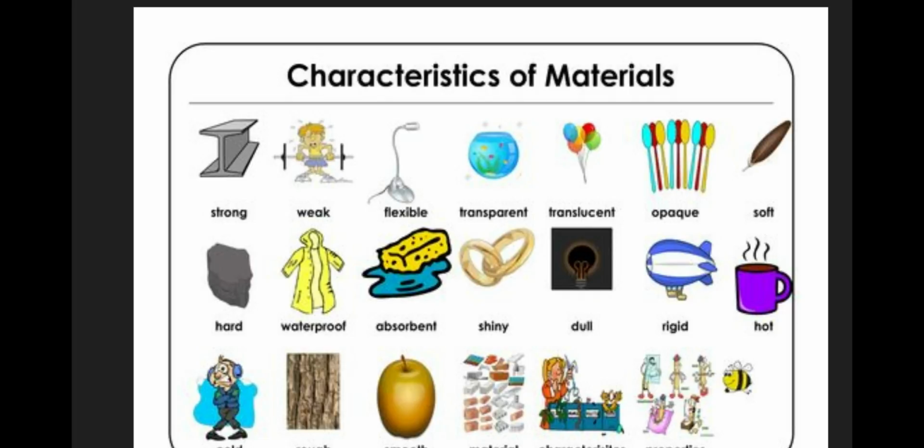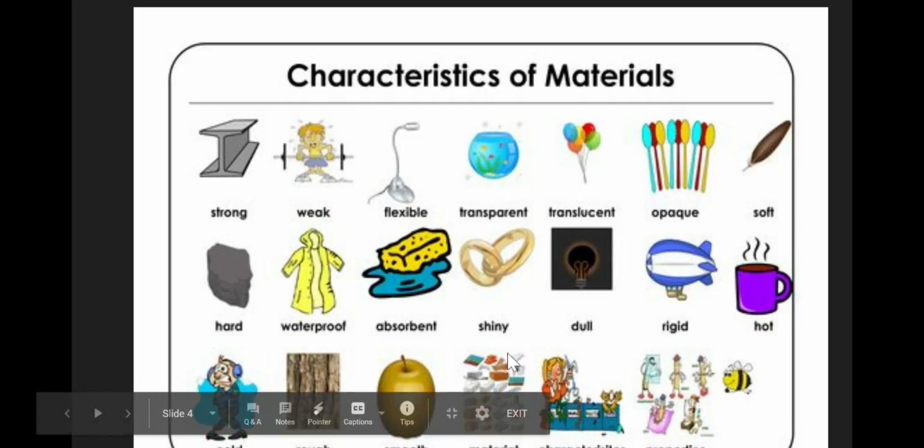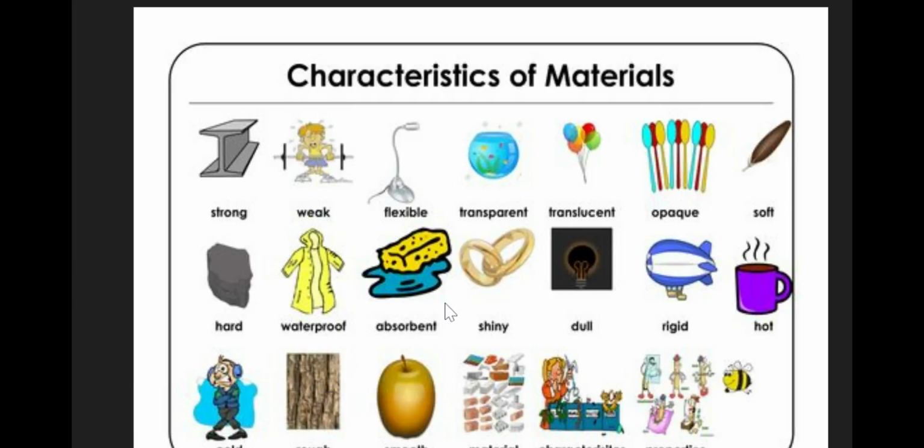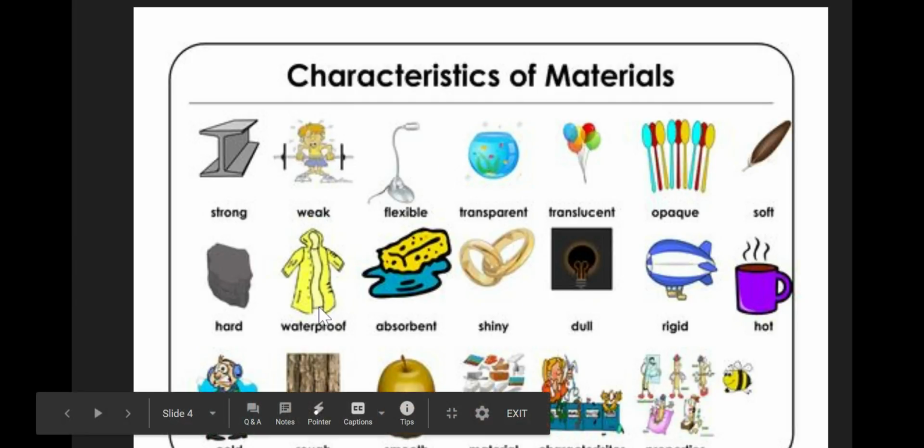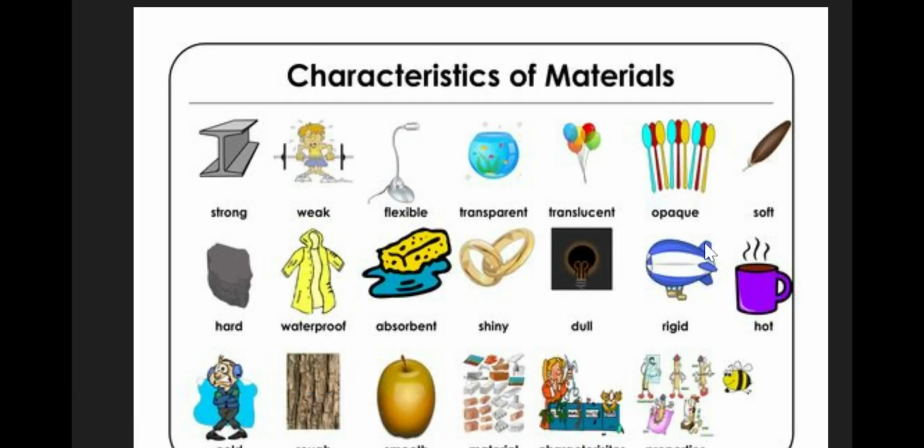Last week, we talked about the different properties or characteristics of materials. We talked about how some materials can have different colors, size, texture, right? But there are other characteristics, like some materials can be transparent, some materials can be waterproof, some materials can absorb water, right? Those are characteristics of these materials, or some materials.